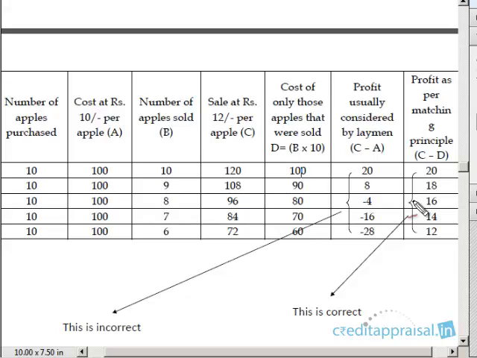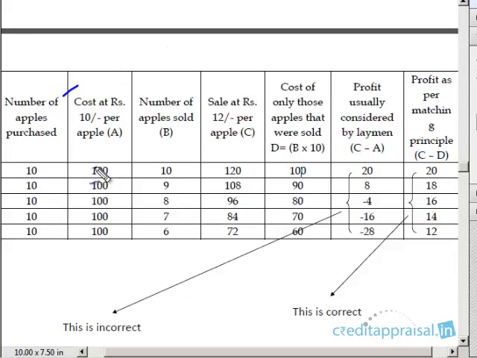Please go through this table once again. Please be very clear on the concept, because going forward the matching principle is a very important concept, and whenever we see the item raw material in the P&L account, you should know that we are not taking the entire purchase cost. We are taking the cost of only those goods that are sold. The cost of goods sold is a very important concept. So please go through this table once again. I'm going to repeat it for your convenience.